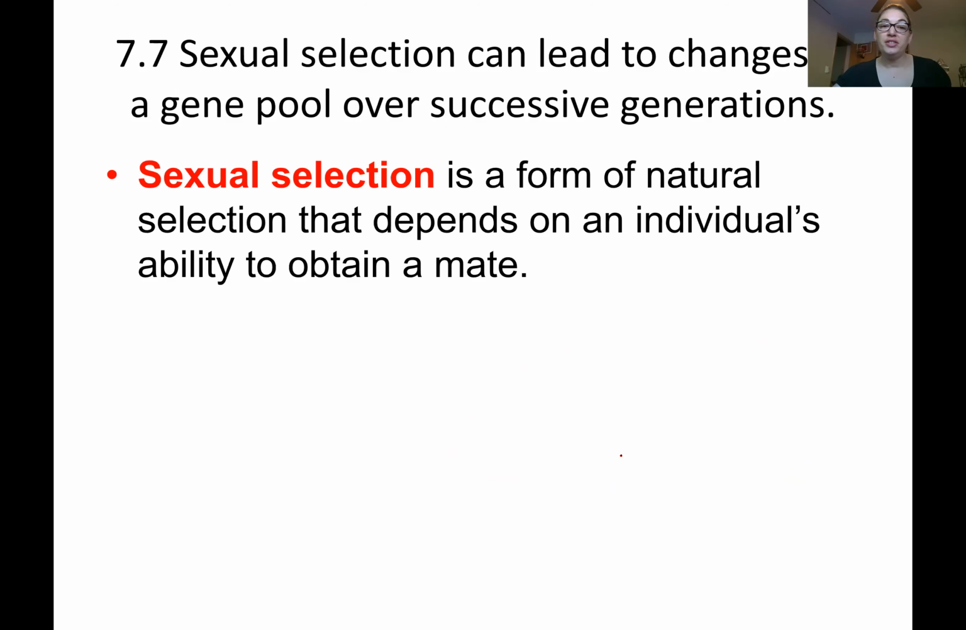Sexual selection can lead to changes in the gene pool. Sexual selection, I could spend days talking about this subject. It's so fascinating, especially in birds. They have so many interesting behaviors and adaptations directly due to sexual selection. It is a form of natural selection that depends on an individual's ability to get a mate, and it's often based off of an individual's preference for a particular mate. That can be based off of appearance, song, health, parasite load. All of these can come into play with sexual selection.